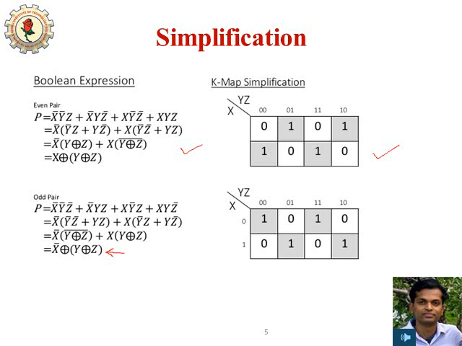Now let's see for odd parity. We have the K-map on the bottom right. So if we formulate the expression using the bottom K-map, we will get the expression X bar XOR Y XOR Z. Now we can see the difference between the even parity expression and odd parity expression is that X has a negation.